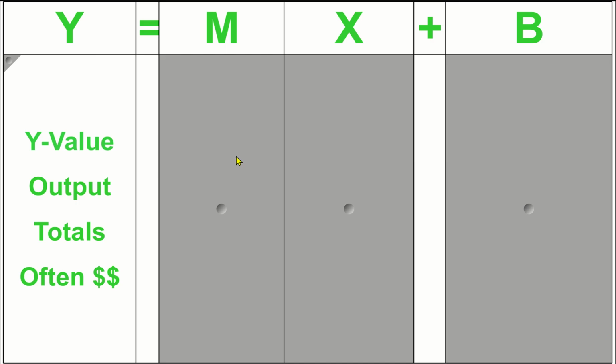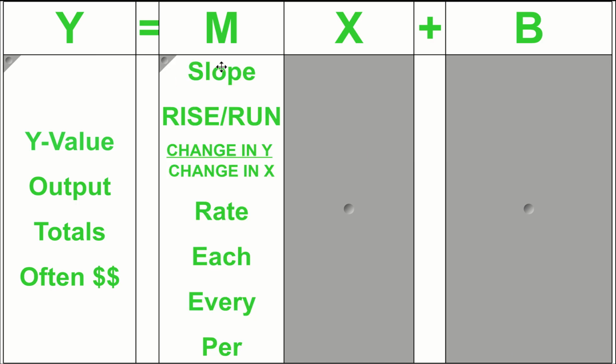Slope's a little easier, or one of the easier ones. Obviously, we got our slope. We got rise over run. That's when we got a graph. Change in y over change in x. That's how we calculate slope. But then if you see those four words, rate, each, every, or per, that means it's talking about the slope in a word problem.